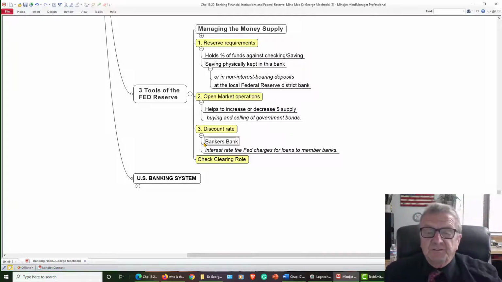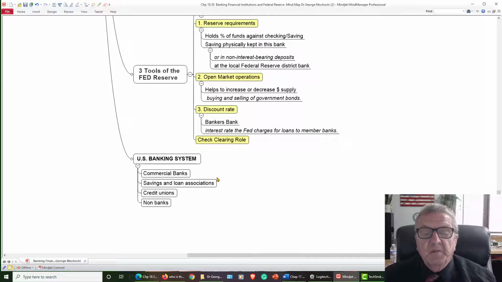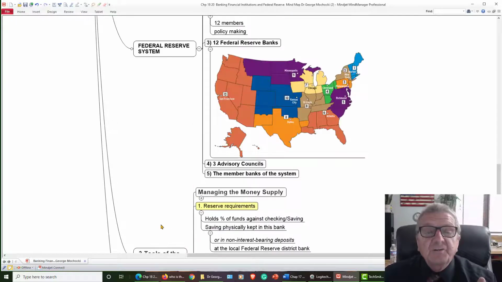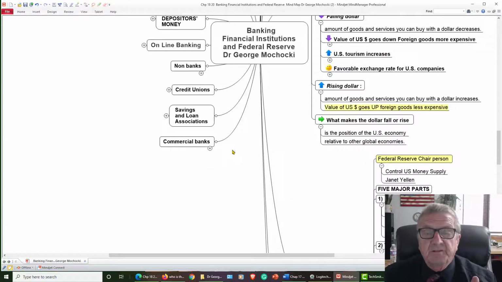All right? Discount rate. This check clearing role is not doing much, because everyone's doing it with a debit and a credit card. We're doing very little with a check clearing role. Okay. Now, banking system: commercial banks, savings and loan, credit union, non-banks. All these are part of what's under the banking system.